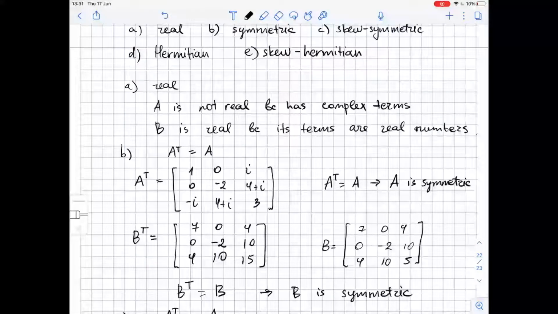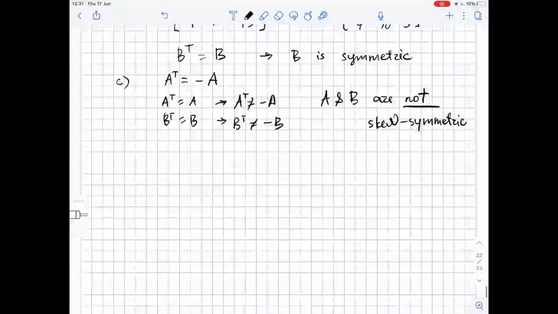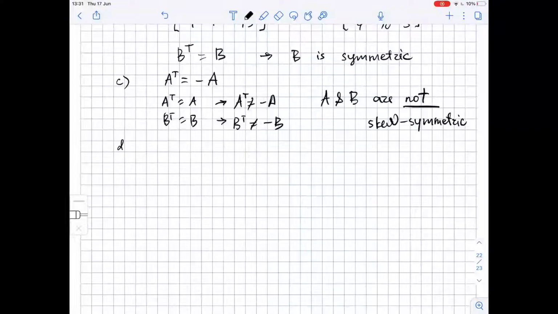In part D, we need to analyze if our matrices are Hermitian matrices. Hermitian matrices can be understood as a complex extension of real symmetric matrices. And they need to satisfy the following condition. Let's check if our matrices are Hermitian matrices.